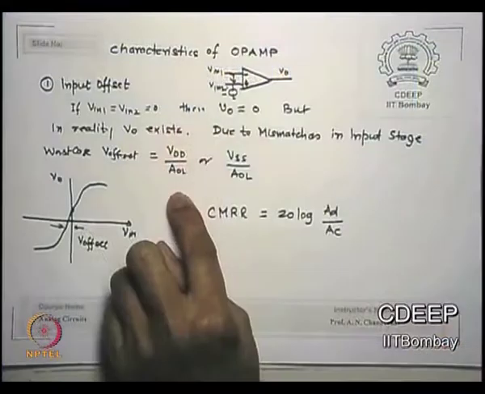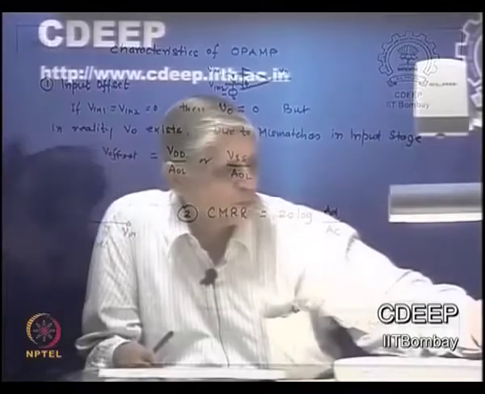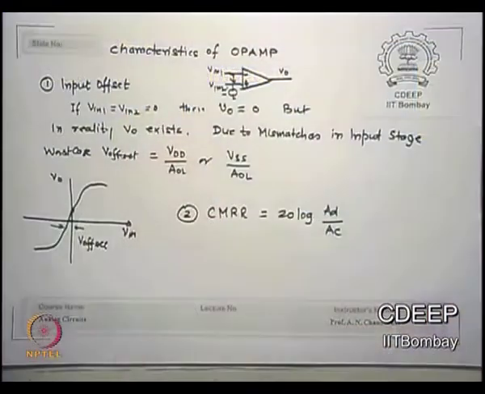So VDD by AOL is the highest offset you can get, whatever the reason, because you are now saturating. There is no AOL beyond that; AOL does not exist in fact. AOL is 0 then. Once VDD is reached, AOL does not exist. At this point there is no gain. So the maximum possible is VDD or VSS.